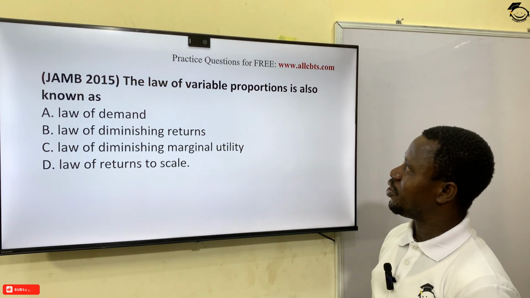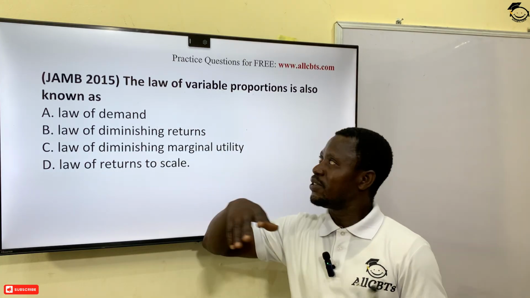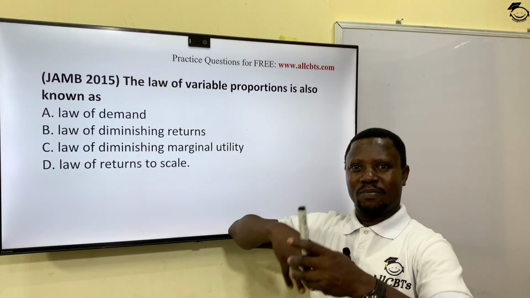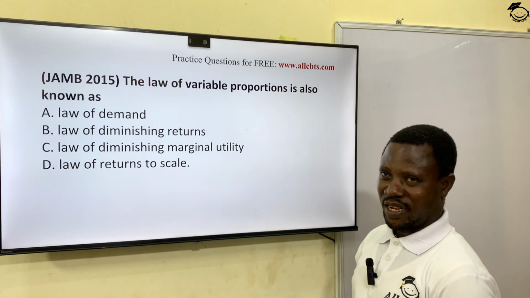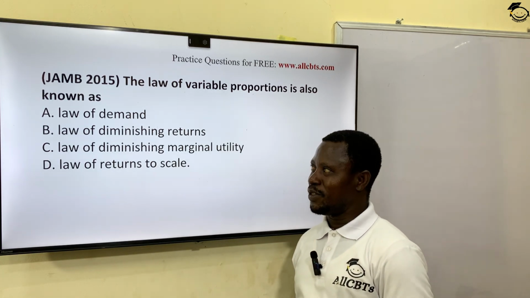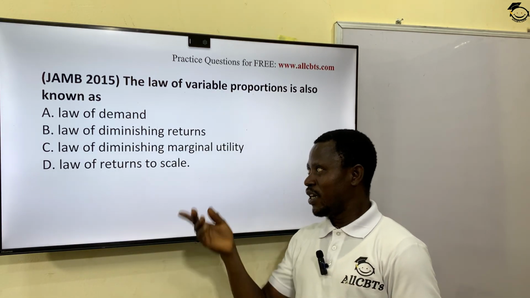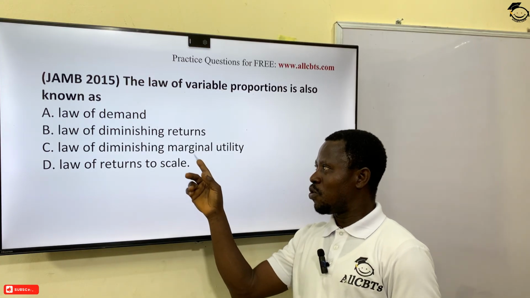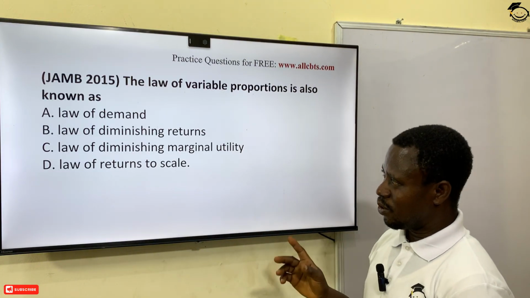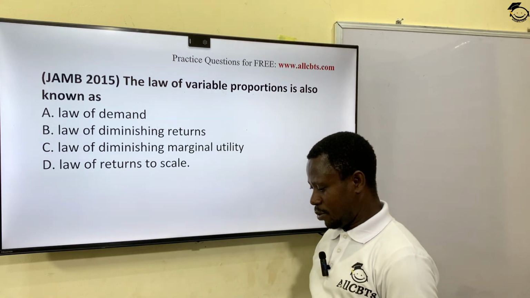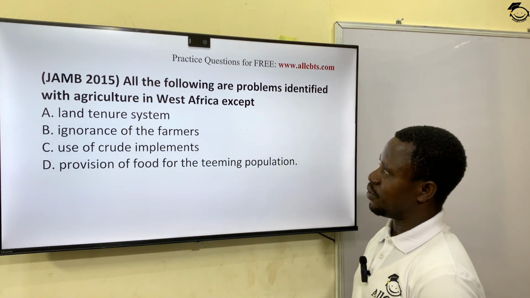The law of variable proportions is also known as, look at the word variable. Variable means changes. In other words, total product change, then the marginal product also changes. All right? So it's also known as law of demand. It can be, of course, you know. Law of return to scale cannot be. Diminishing returns, no. It is law of diminishing marginal utility. The variable. I've explained the marginal utility earlier. The one marginal means one additional unit or one extra unit added, okay, to the total unit. So law of diminishing marginal utility. Option C. I've explained that in one of the questions we answered today earlier. All right? Let's see the next question.